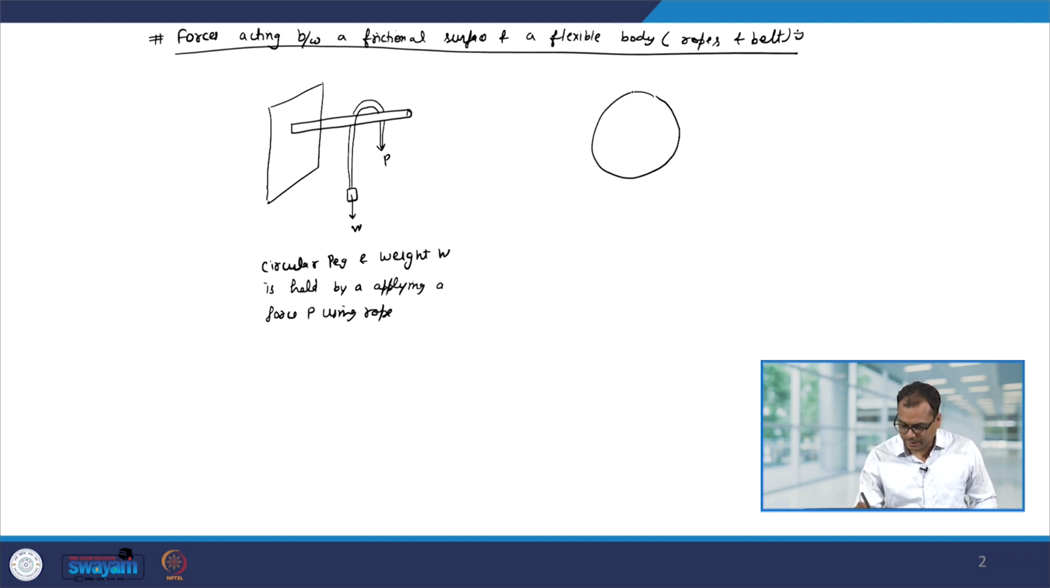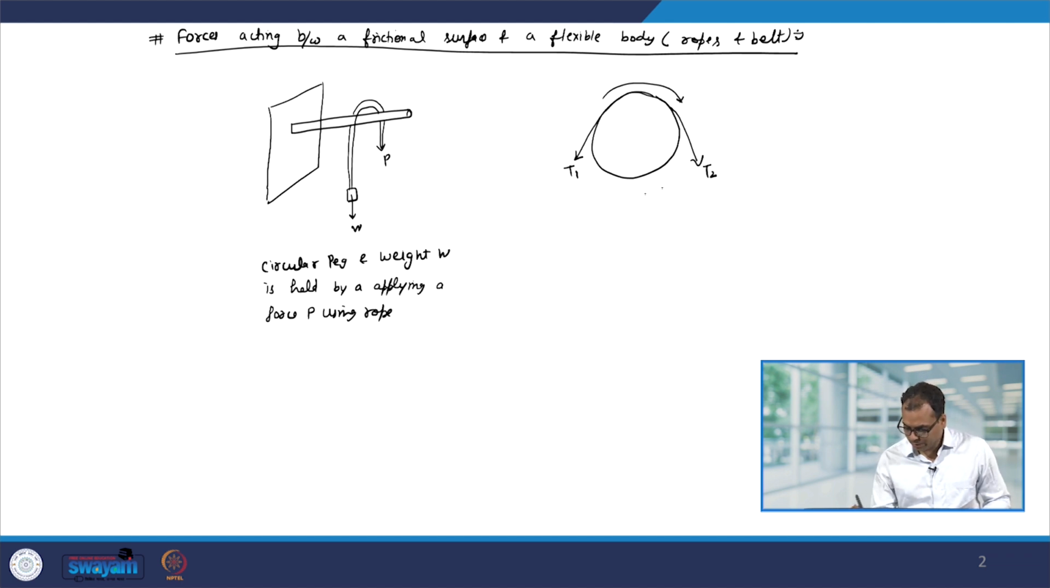And the second situation can be wherein you have a circular disc or circular drum, and on this there is a belt, and by applying tensions T1 and T2 there is an impending motion. Let us say the impending motion of the belt is in the clockwise direction. Therefore, T2 will be larger than T1.